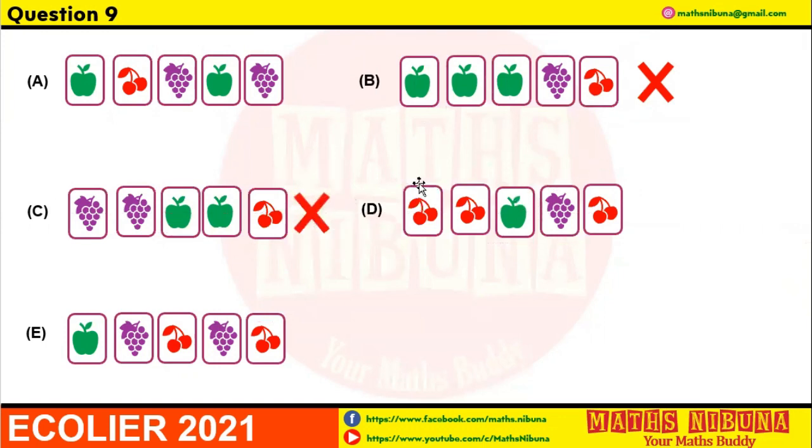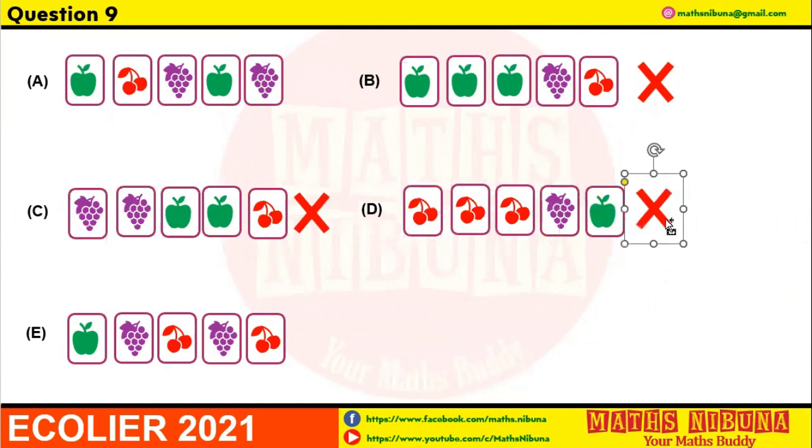Okay. D, can we do like this? Let's say I take this one and this one, I exchange. Yeah, correct. That means cherry, cherry, cherry, grape, apple. That means this is also cannot be an answer. That means we can do.